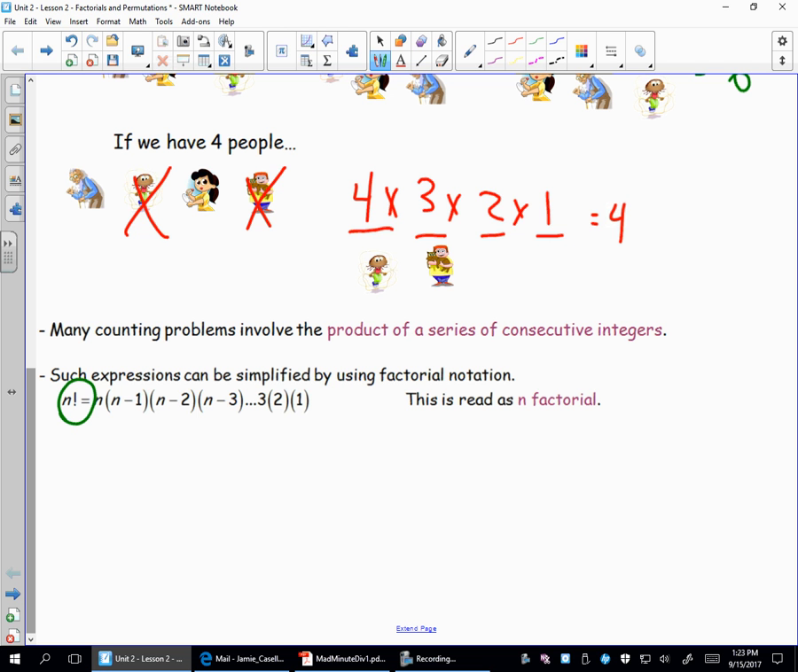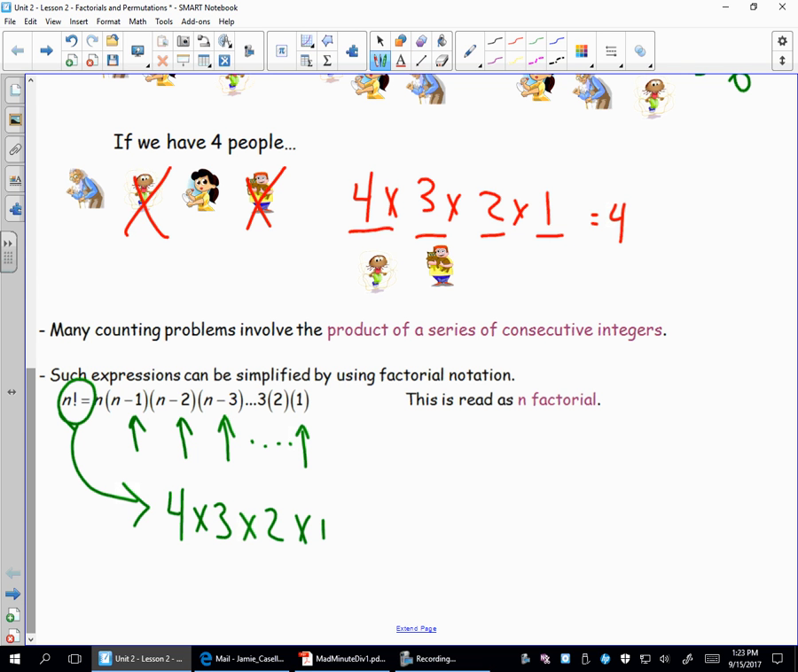Here's the factorial notation, n factorial. What that means is, for instance, with 4 people, you start at n, the 4 of them, and then you do 1 less than that, and then 1 less than that, and then 1 less than that, all the way down until you come to the 1, which in this case would just be the next one. Okay. It's simplifying the process of writing out this series of consecutive integers.